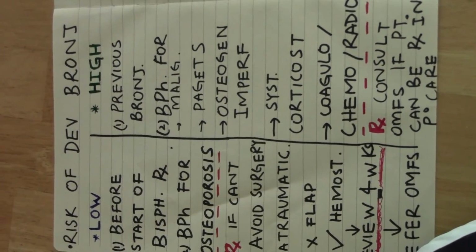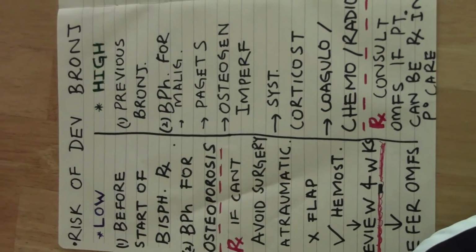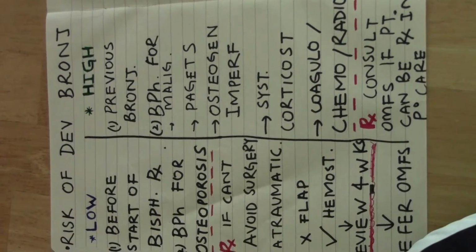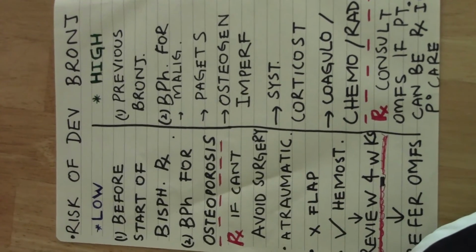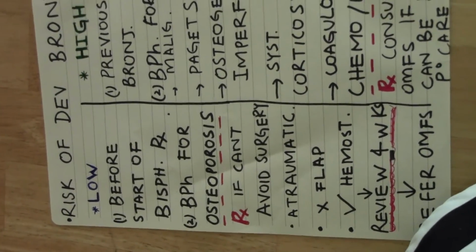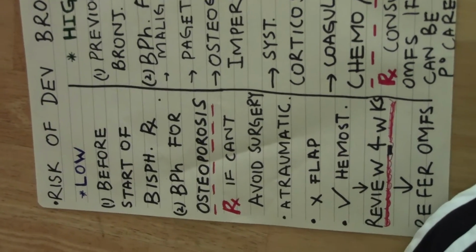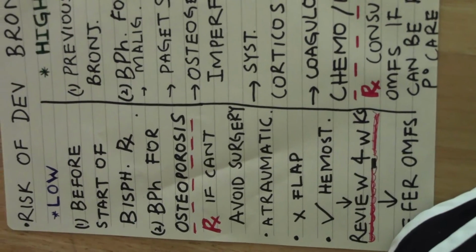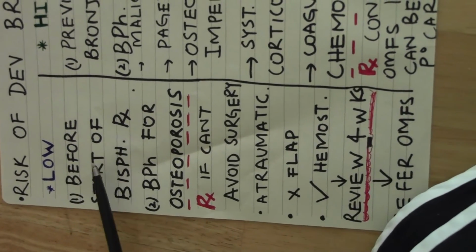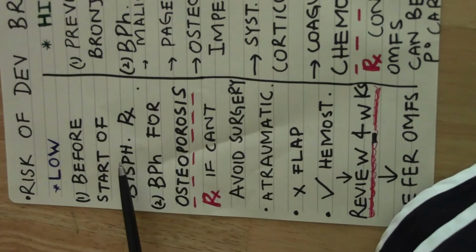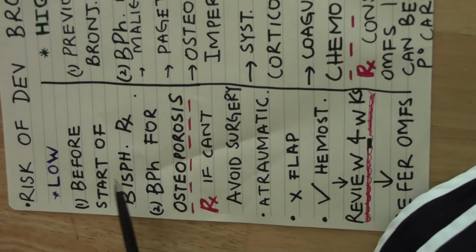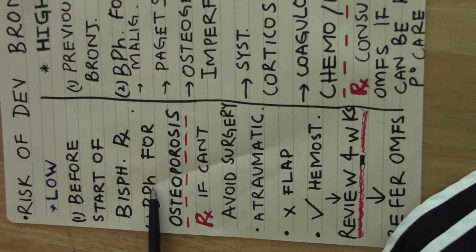Now the latest guideline says that it depends on what they're taking the bisphosphonate for, not how they're taking it or how long they've been taking it. So a low risk patient for developing bisphosphonate-related osteonecrosis of the jaw is a patient at the start, before they start the bisphosphonate treatment, or if they're taking bisphosphonates for osteoporosis. These are patients who are low risk.